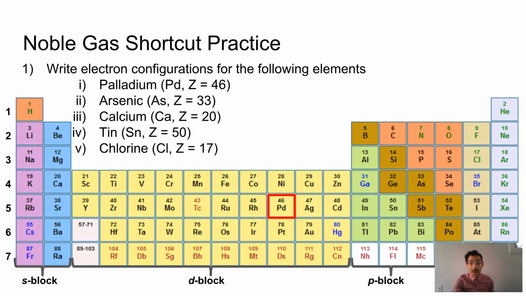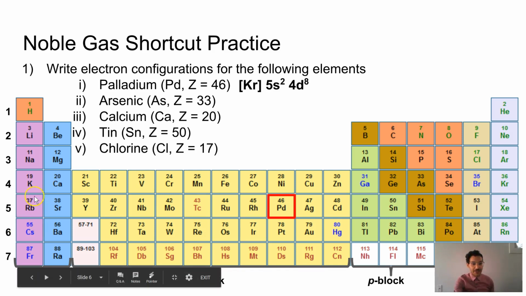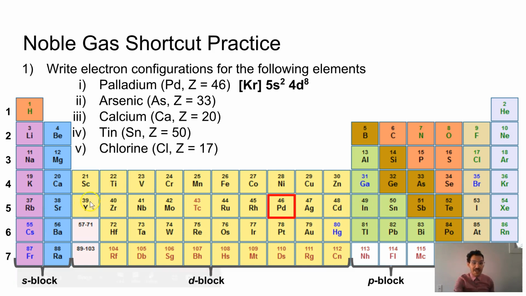So I'm going to look at palladium. I'm going to locate the previous noble gas, and I'll do the rest of the electron configuration from there as normal. So I'll go through my 5s2 and then into my 4d block, because we go 3d, then 4d, and it's 1, 2, 3, 4, 5, 6, 7, 8 spaces over to palladium. Cool. Why don't you pause the video and try going through arsenic now?